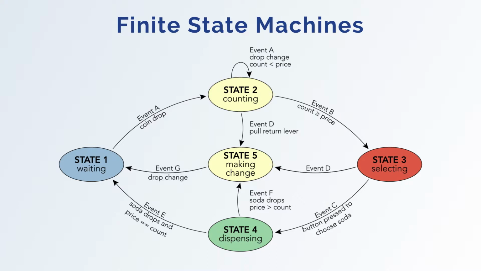Now, if we put these into a diagram known as the finite state diagram, we see that the system is a closed loop, meaning there's no dead ends. There's no islands of computing.